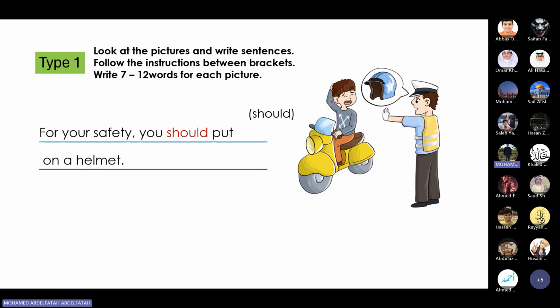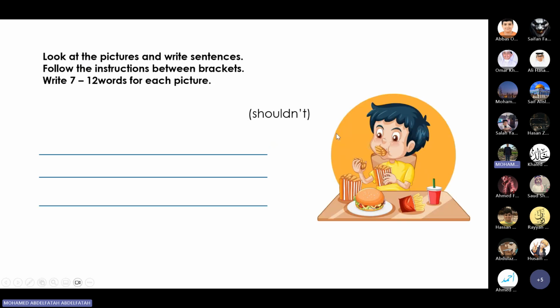Thank you, Ryan. Let's go to picture number 2. Look at the picture and write a sentence from 7 to 12 words. Remember this. And what is very important, you have to use shouldn't. In your sentence, you have to use shouldn't. If you don't use shouldn't, 1 mark will be excluded. You will only have or worth 1.5 mark out of 2.5. Write your sentence using shouldn't and write your answer in the chat box. Go ahead. You have 30 seconds.